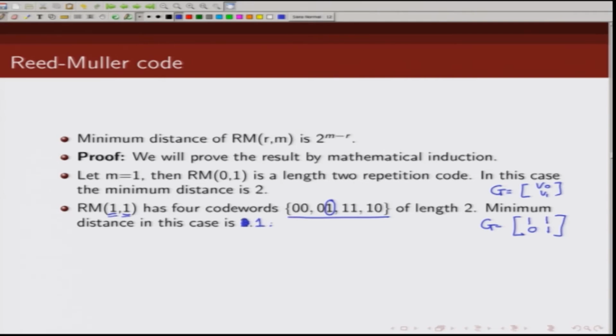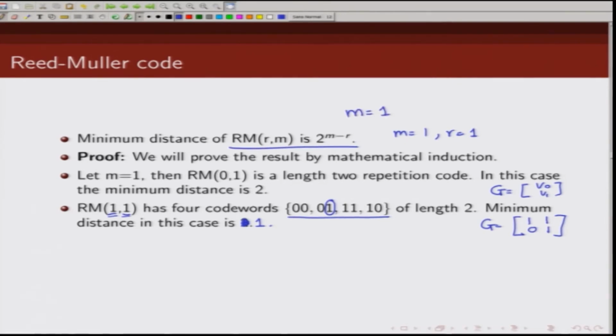Okay, and let us check. In this case m is 1 and r is 1. So, 2 raised to power 1 minus 1, that is 2 raised to power 0, which is 1, and that is what we are getting. Fine. So, this is true for m equal to 1.